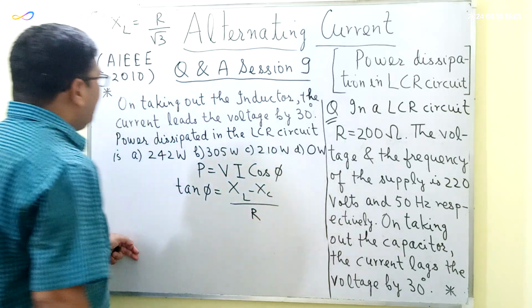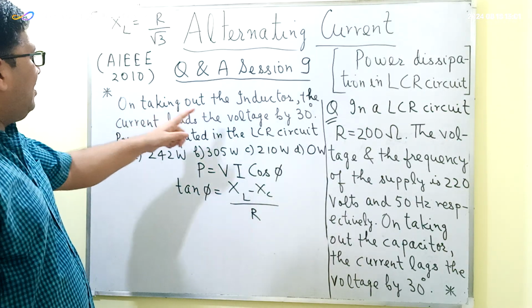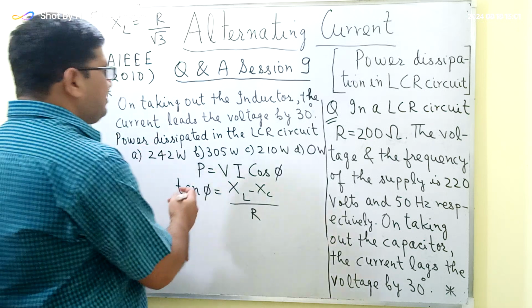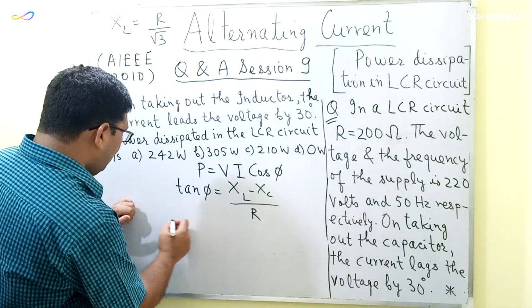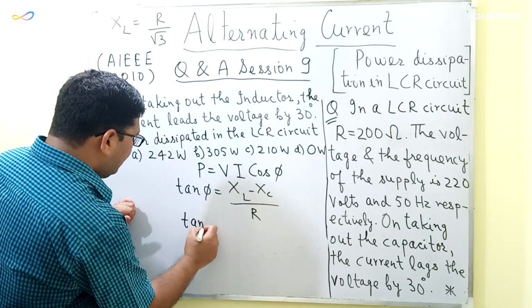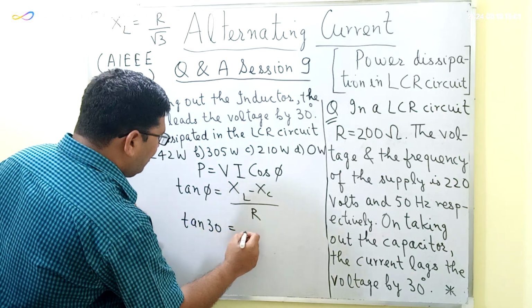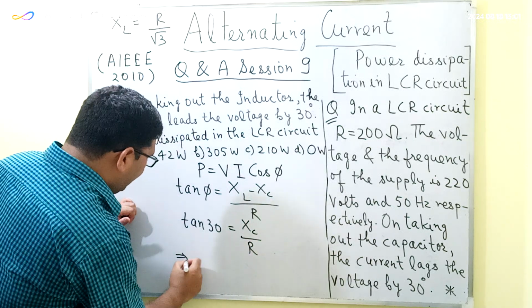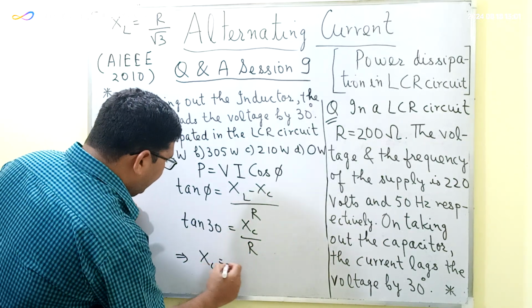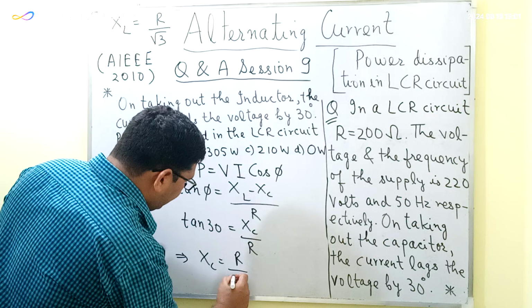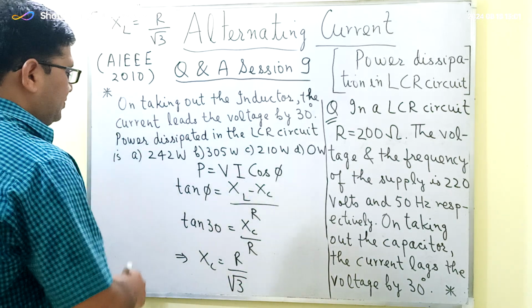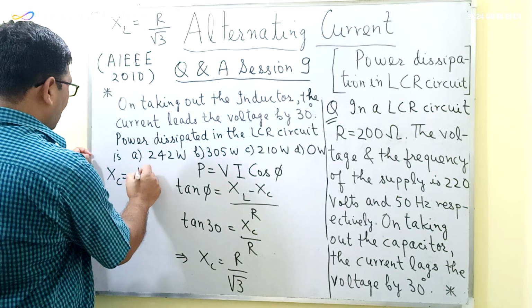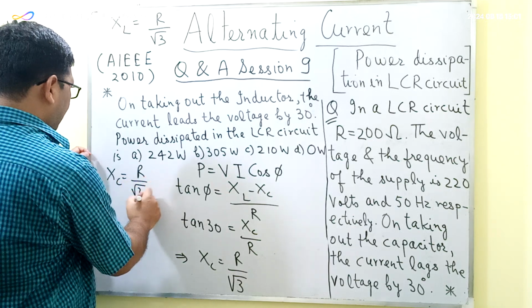Now, while taking out the inductor from the circuit, the current is leading the voltage by 30 degrees. So tan 30 here will be equal to XC upon R, which implies that XC will be equal to R upon root 3. So the capacitive reactance is equal to R upon root 3.